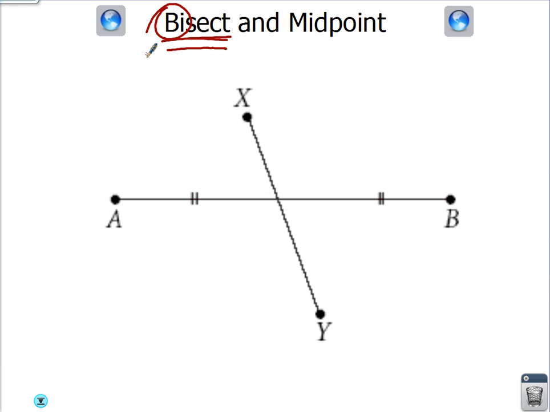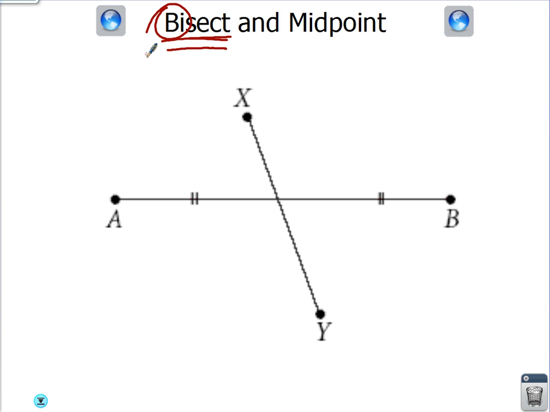So what do you think bisect? How are we going to cut it? Into 2 pieces, but there's going to be something special about those 2 pieces. They're going to be the same. When you bisect something, you cut it into 2 equal pieces. So how do you trisect something? You cut it into 3 equal pieces. Wait a minute, what's it called when you cut it into 4 equal pieces? I don't know. I have no idea.